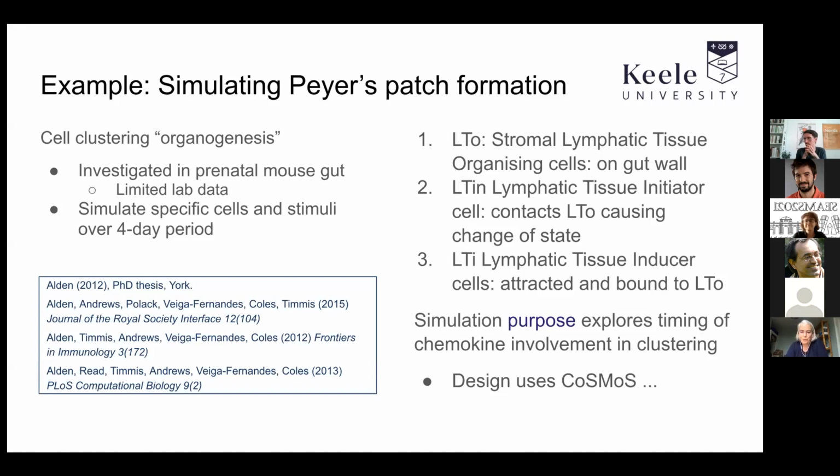And the final cell, which is also a mobile cell, the lymphatic tissue inducer, is attracted and bound to LTOs. And you go through a period of aggregation on the cell wall, which is the period that we're interested in for this research. Then something happens which stops aggregation. That was outside the scope of the simulation. It's a really interesting biological question. And the organogenesis, the actual conversion from a bunch of cells into an organ, actually happens.